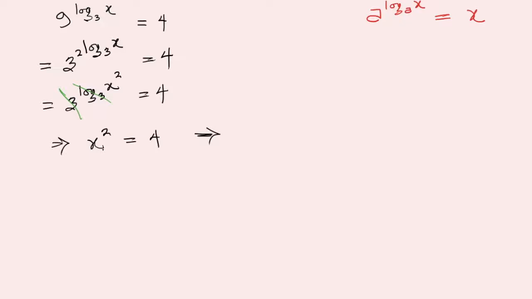And to find x, all we have to do is find the square root of both sides. The square root of x squared is equal to x, and the square root of 4 is equal to 2. So x is equal to 2.